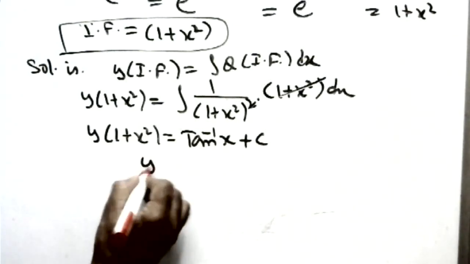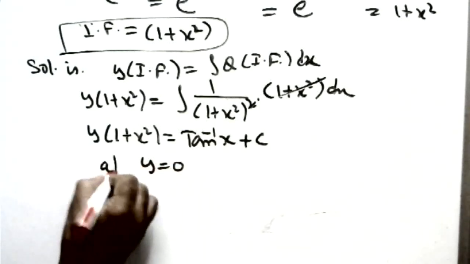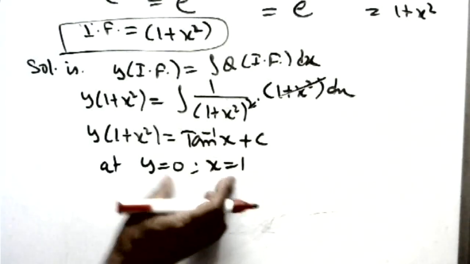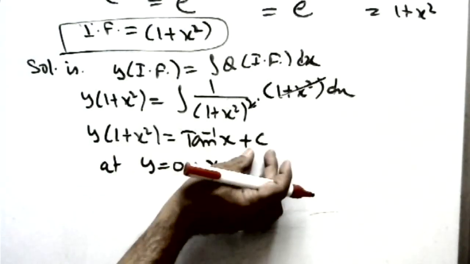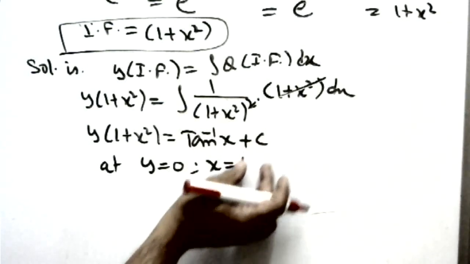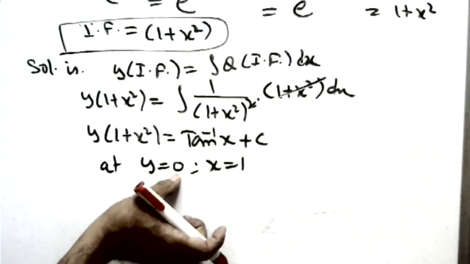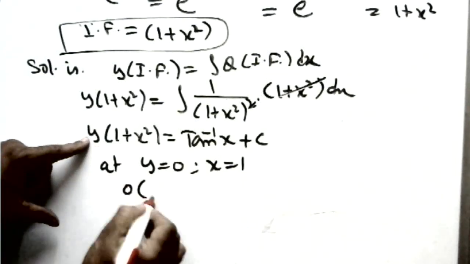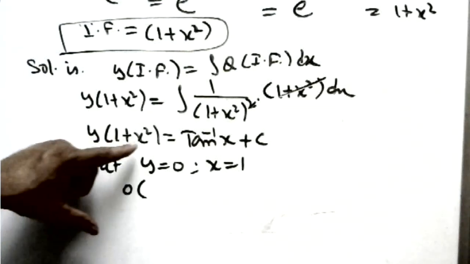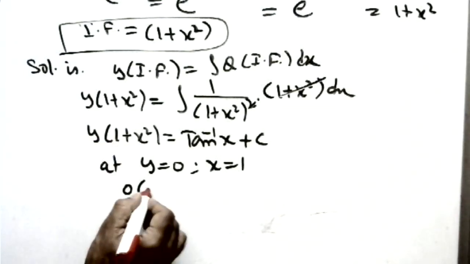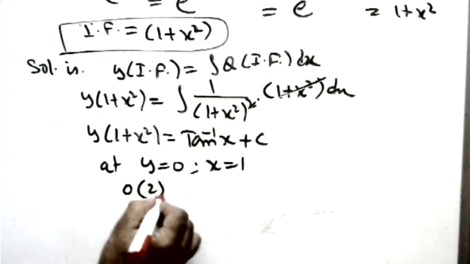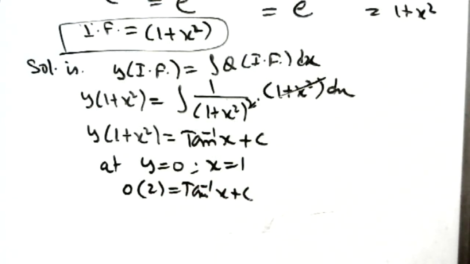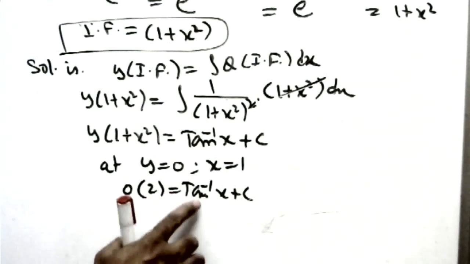Now in the question, it is given that y equals 0 at x equals 1. Whenever conditions like this are given, if we substitute these values, we get the value of c. Again we have to substitute the c value to get the answer. Now keep y equals 0 and x equals 1. y equals 0 means this will be 0, into 1 plus 1, 2. 2 into 0 will be 0 only. So 0 equals tan inverse x plus c.